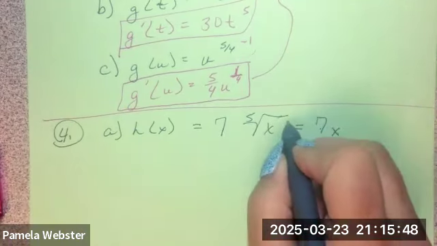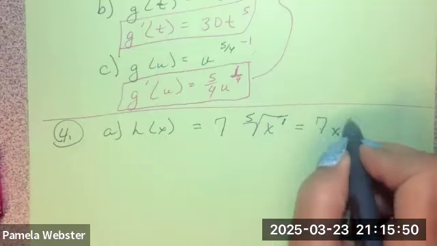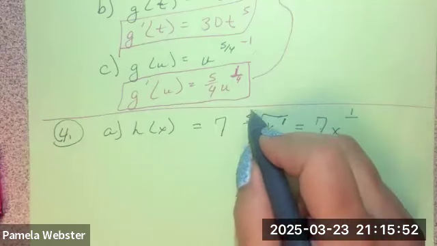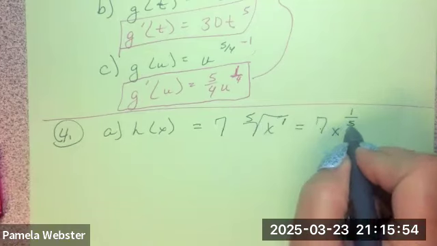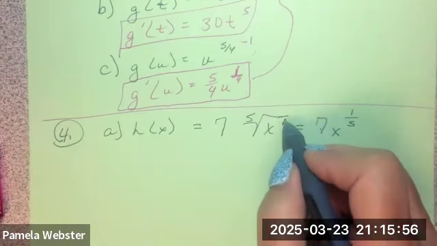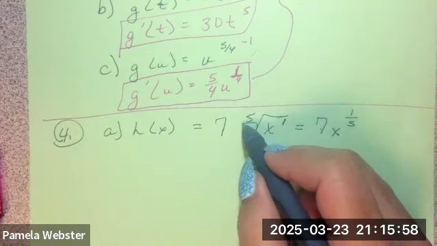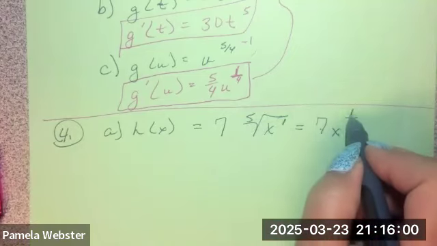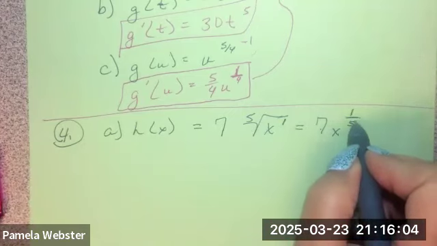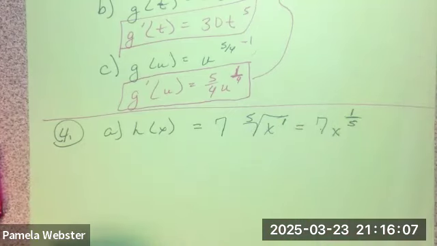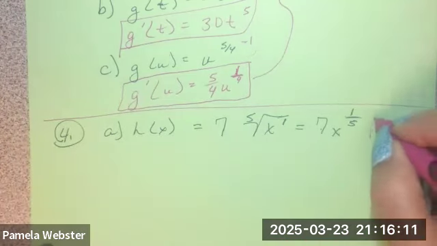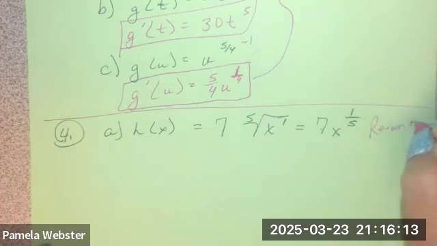Hopefully you see that, and you can quickly rearrange it. 7 times x to the, what's the power? 1 over, what's the root? 5. Flower power, right? The power goes on top, the root goes on bottom. That's the way a flower works. Power is in the top, in the petals and all that. The roots are on the bottom. So have I taken the derivative? No, I did not. I am rewriting this. That's all I'm doing, is rearranging it.